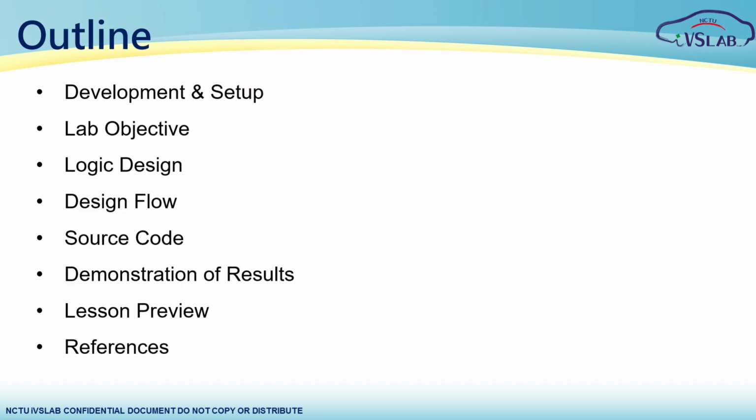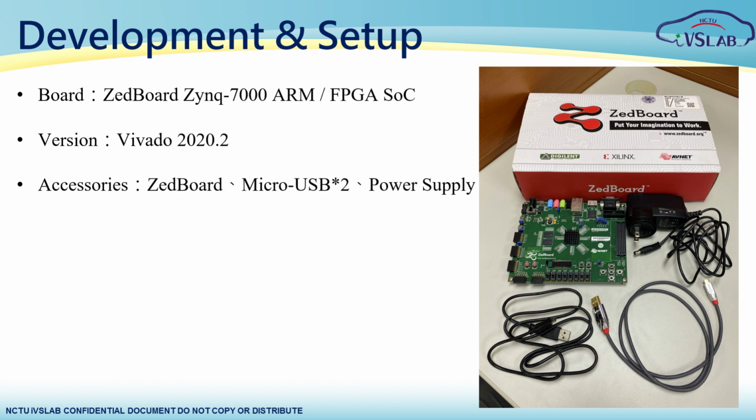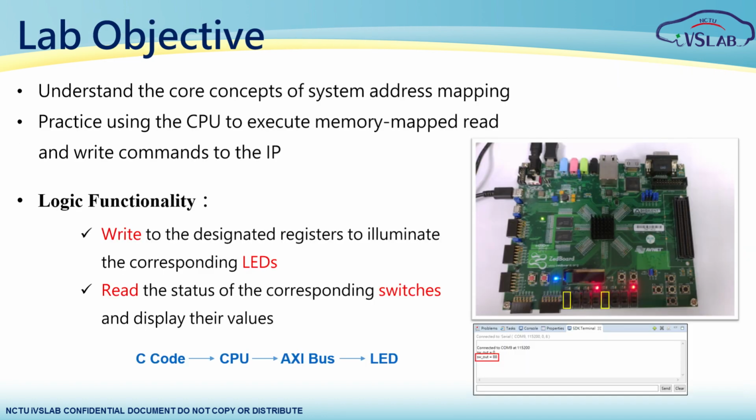Here is the outline for today's session. Before we begin, please ensure that you are fully prepared. For detailed content, please refer to the pre-lab course. The core objective of this lab is to master the concept of system address mapping. Within an SoC architecture, the CPU controls the LEDs or reads the status of the slide switches by simply issuing read and write commands to specific memory addresses. By utilizing C programming instructions, we can write data into a designated address to light up the LEDs, and read data from the switch address to display its real-time status on the terminal.